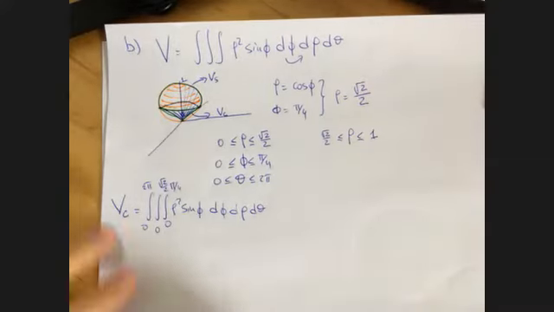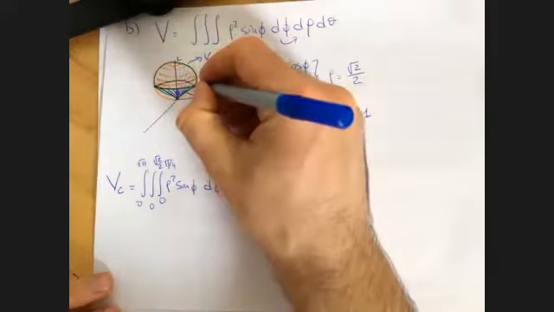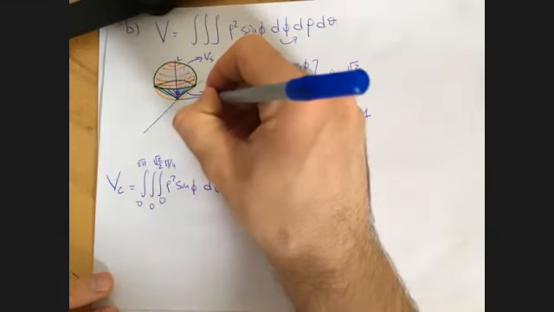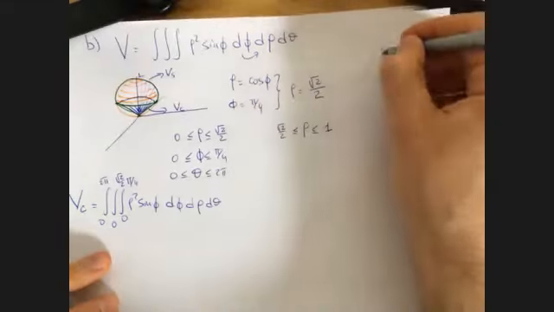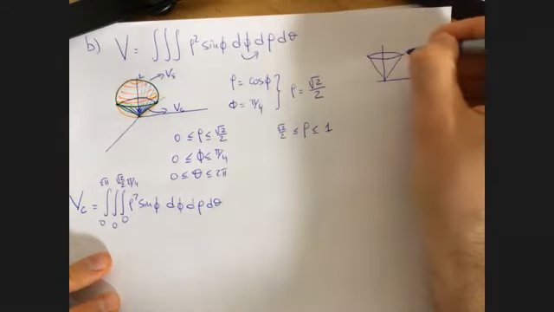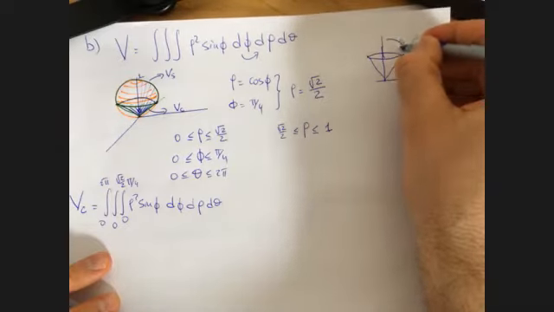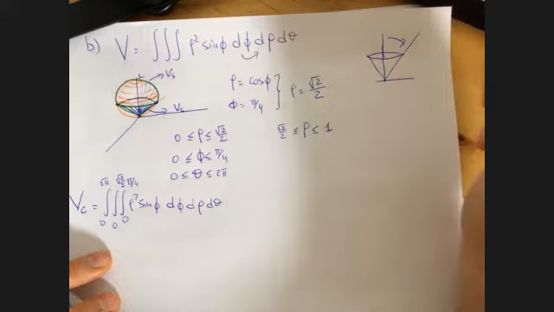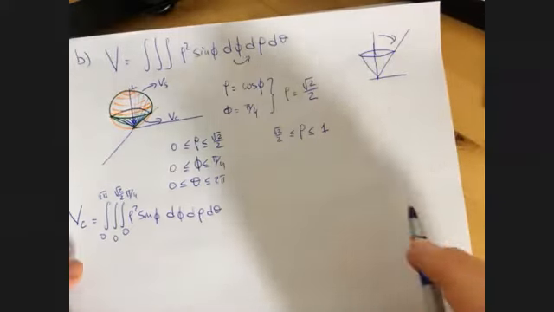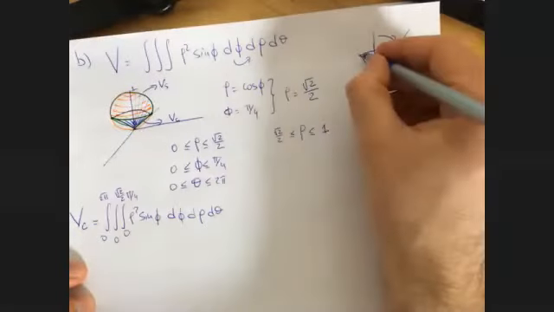Wouldn't phi go from pi over 4 to pi over 2? No, why? In this cone right here, if you're describing this cone, phi goes from here to here, right? Okay. So this is only for the cone, only for this volume.